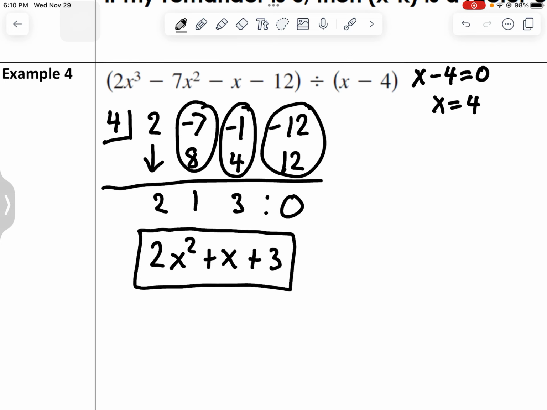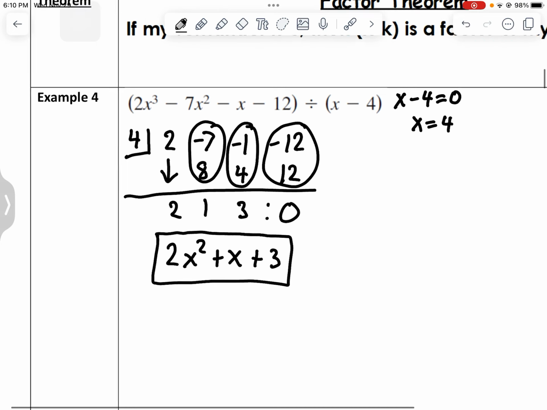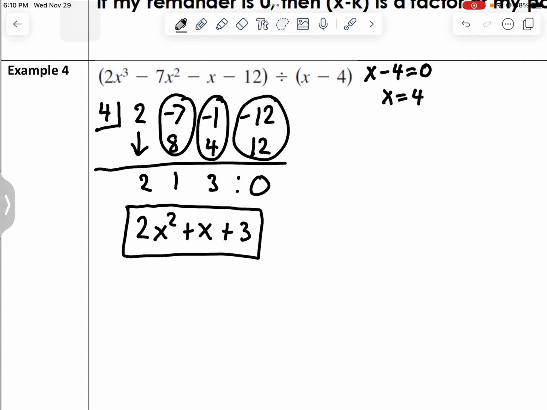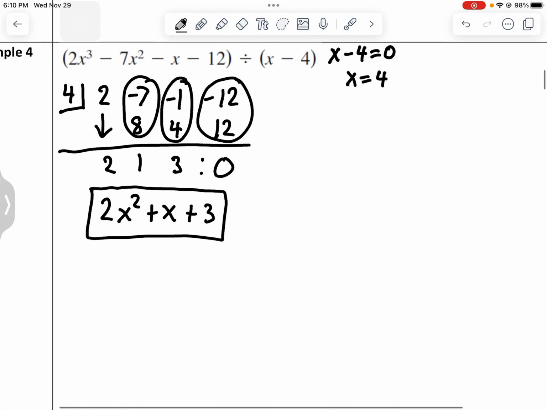We could go ahead and solve this. We could set it equal to 0. We would just get some rather not nice solutions. This would take the quadratic formula.